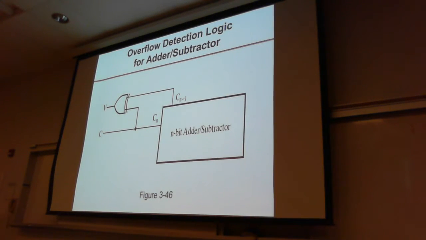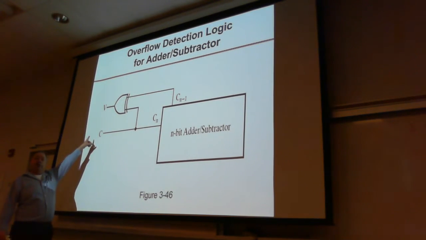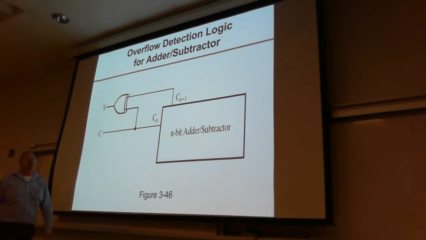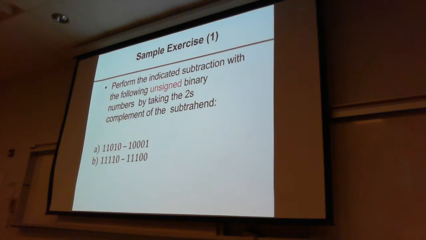Now, in doing so, we've introduced the term V because that's our overflow detect. But we're still concerned with C, so we're still going to pass C through because the next bit is going to need the C. We'll pass that through, but now we're generating V by passing both C_N and C_N-1 into this exclusive OR gate.